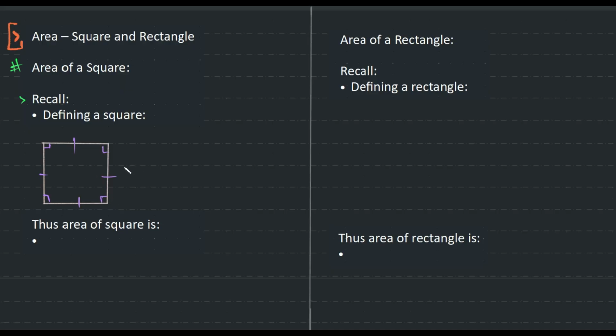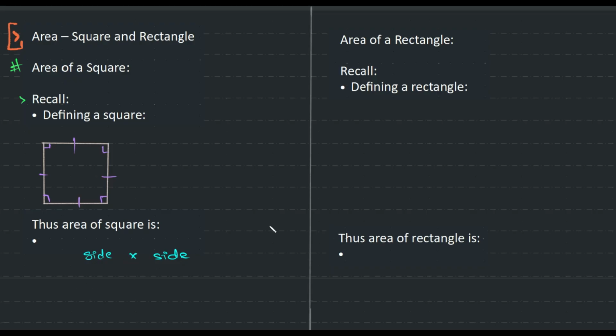So basically, if you guys remember, if this was 10 centimeters, this is also 10 and so on and so forth. Right, I hope you guys remember that part. Now, how do you find the area of a square? Quite simple. It is side into side. You just multiply the length of the sides.